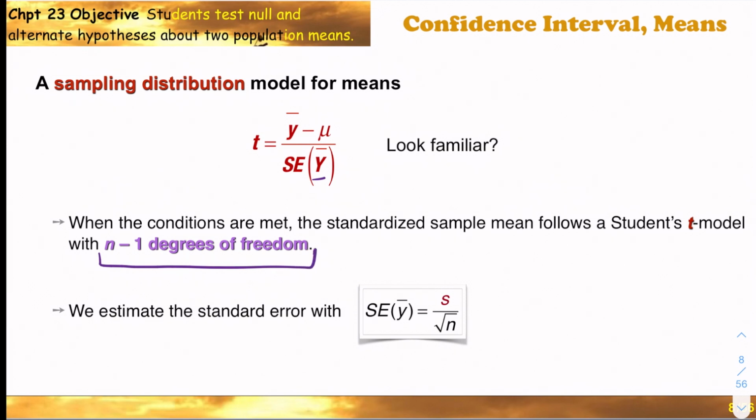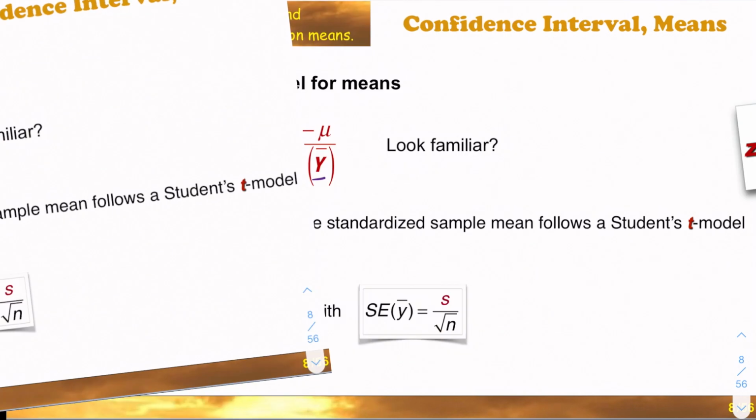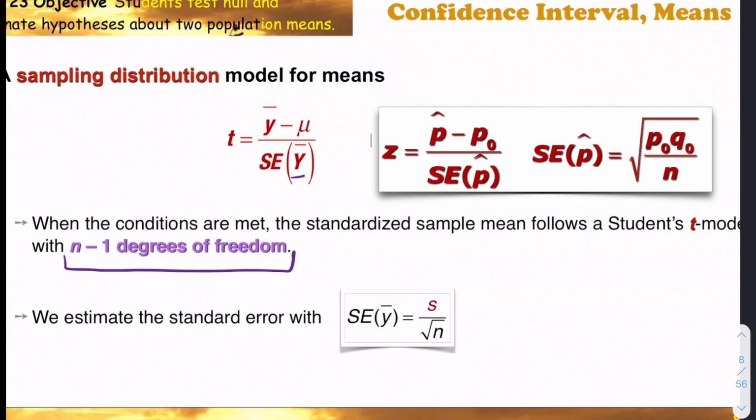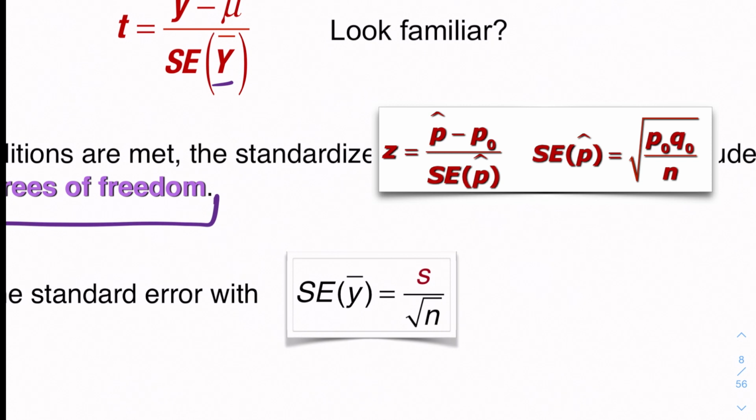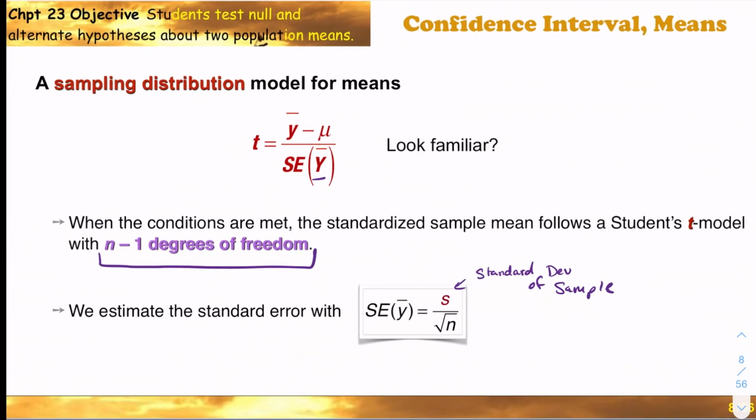To find degrees of freedom, we take the sample size and then we subtract 1. We can estimate the standard error with SE of our random quantitative variable. S, again, S is the standard deviation of our sample, and n is our sample size. So this is the formula to find our standard error to calculate our t value.